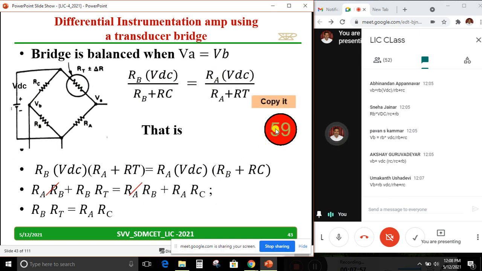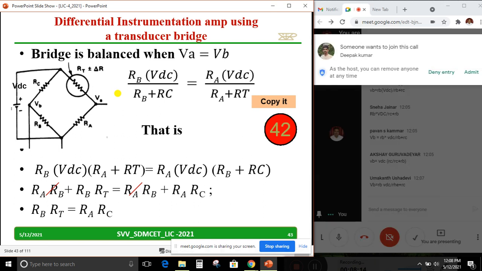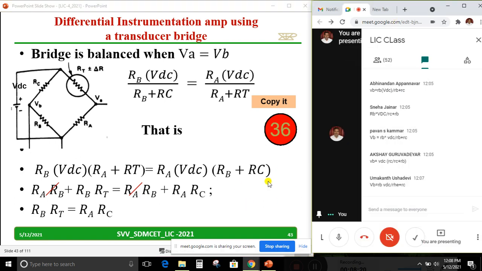So take 1 minute, copy down the bridge and a few equations. Take a few more seconds and try to understand.